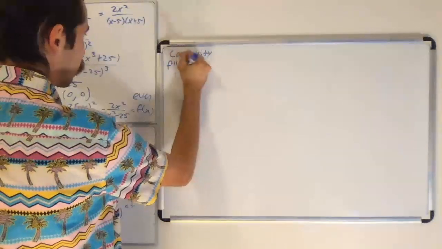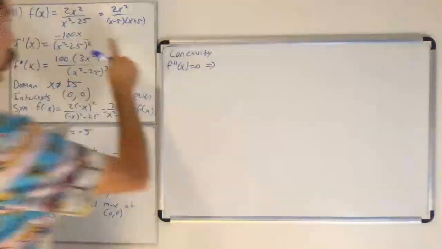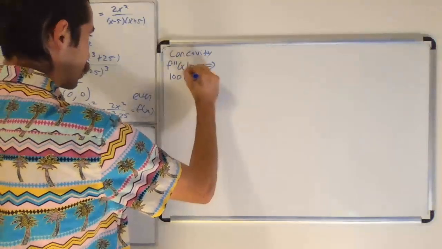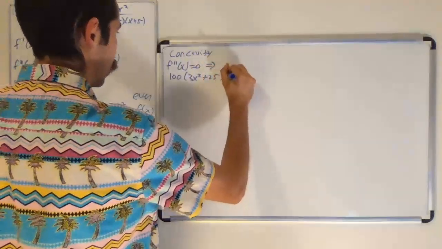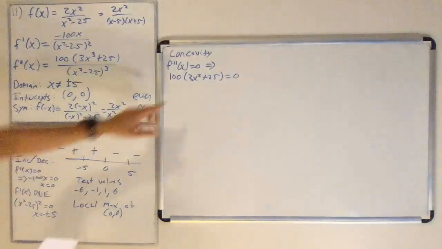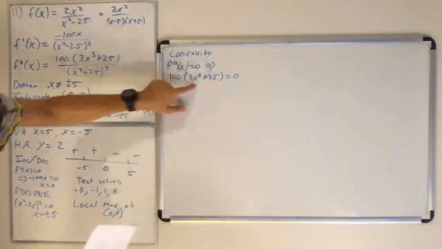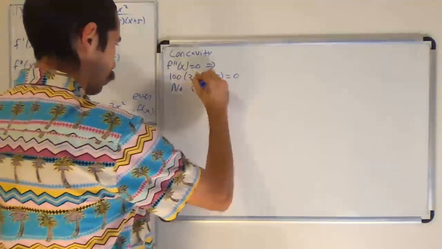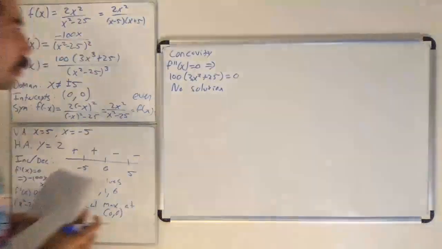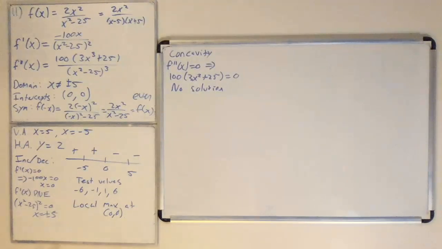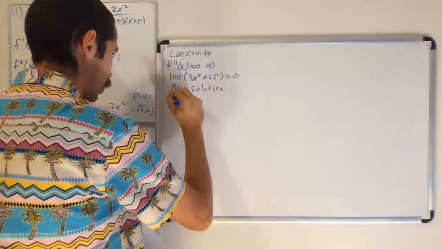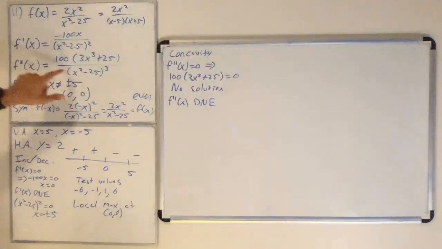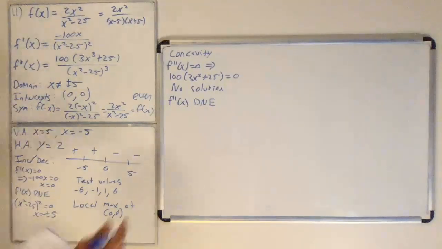F double prime of x equals 0, that implies that the numerator, 100 times 3x squared plus 25 equals 0. But that never happens, right? 3x squared plus 25 is always positive, so it's 100 times a positive. So this is no solution. And then we got to find when the second derivative doesn't exist. And again, it's going to be the same plus or minus 5. So I'm not going to write that out.